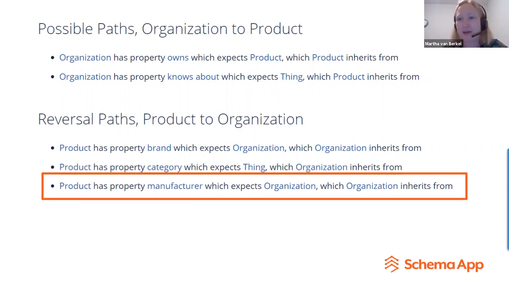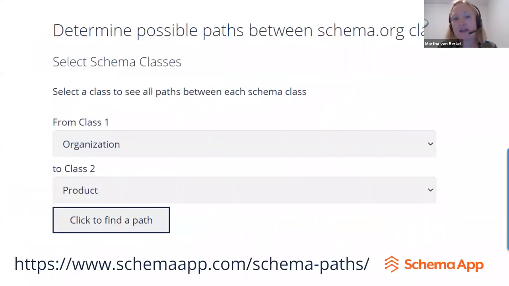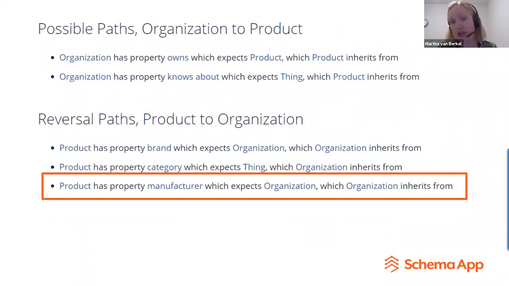Or the product has a category, a little weaker, or the product has a property manufacturer. So if the organization is actually creating the product, manufacturer is the best way to relate it, which if we go back here, you can see we've defined it, the product, the manufacturer is the US office. And so a great way to connect pretty much anything.